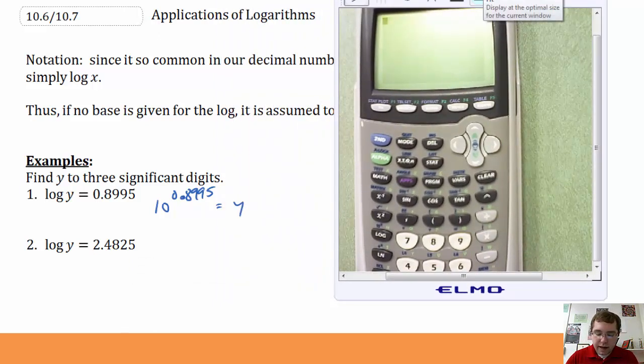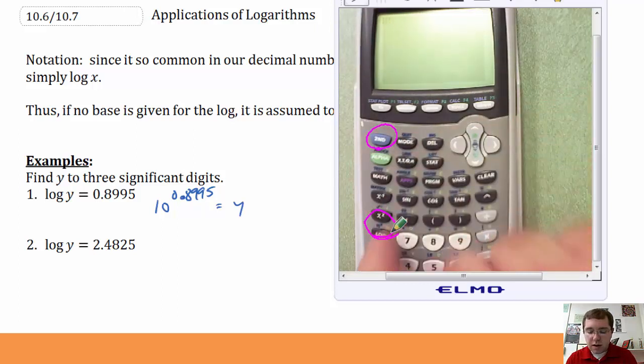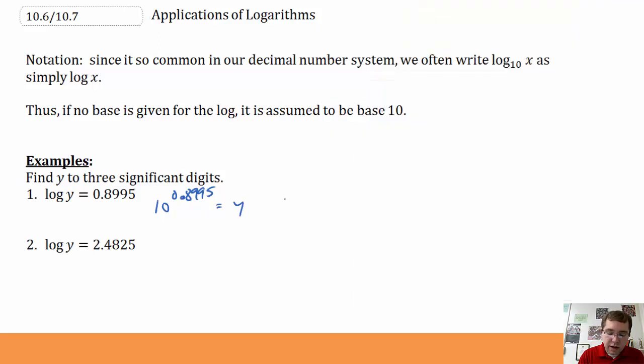So my calculator has a 10 to the x option right there above the log button. So all I have to do is click second log, and it will take 10 to a power, 0.8995. I could also just manually type 10 and use the caret key to get an exponent. So this is about 7.93. So y approximately equals 7.93. That is three significant digits.